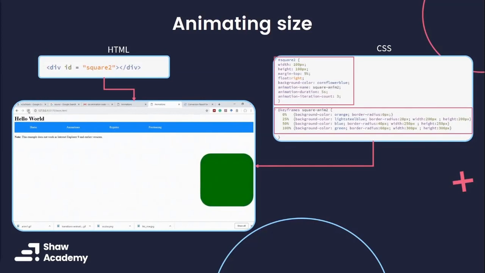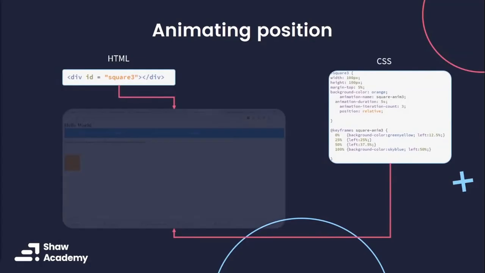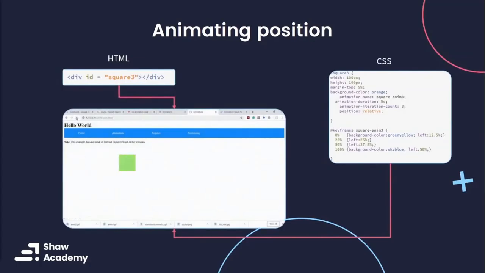Now let's have a look at one more example when it comes to animation. In this example, we are animating the position of the div container. Here we have another div container with an ID of square3, and the same holds true. We've named the animation, we've given it initial parameters, and this is what the output looks like. The square itself is shifting to different positions. And we can tell because, if we look in our CSS first block, we have a position of relative.